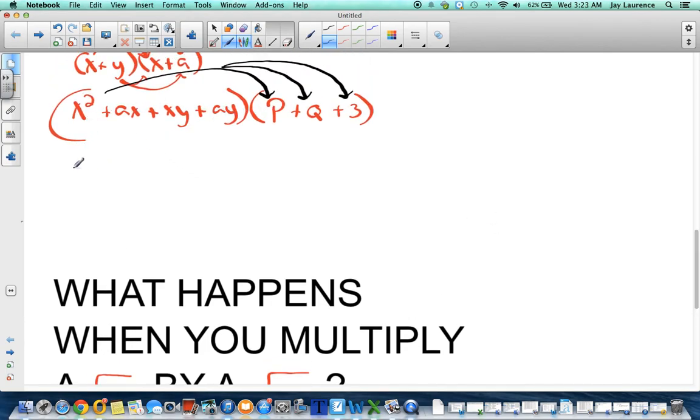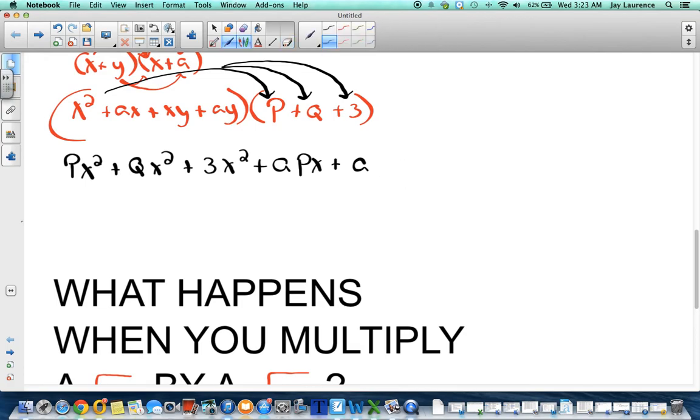So the x squared, so I'm going to get a px squared plus a qx squared plus a 3x squared, right? Then I'm going to get an apx, and then an aqx, excuse me, an aqx plus a 3ax. Now I'm ready to distribute the xy, and so I'm going to get a pxy.